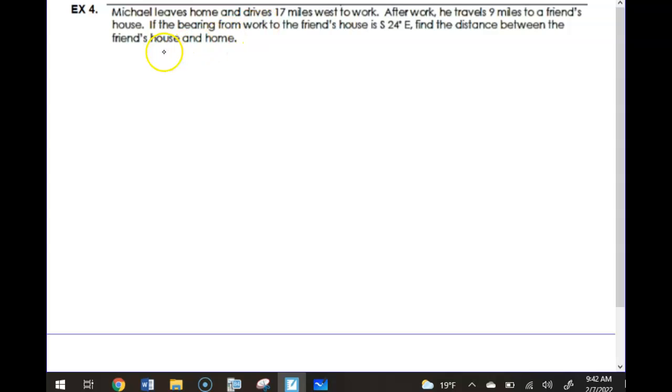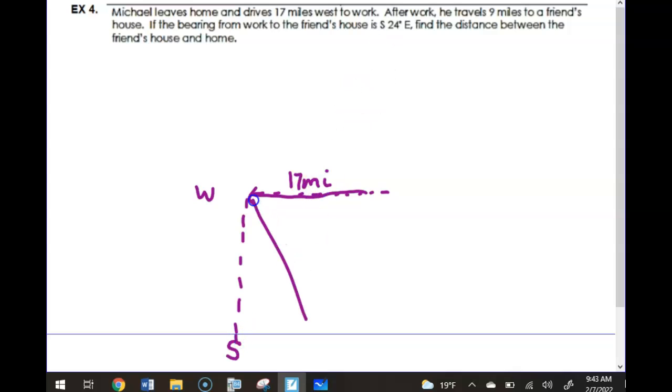This is example 4. It says Michael leaves home and drives 17 miles west to work. Okay, so he went 17 miles straight to the west. West would be this, and work is there, so that's good. We've got a W. After work, he travels 9 miles to a friend's house. If the bearing from work to the friend's house is, oh great, because everyone measures their path in bearings. It says off of south, he went 24 degrees to the east.